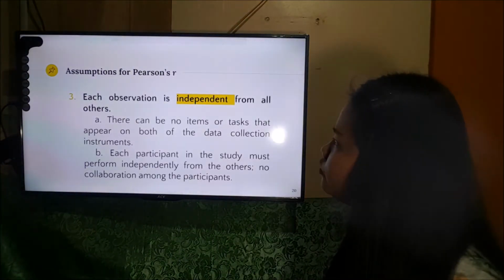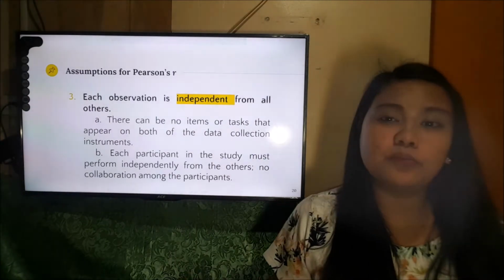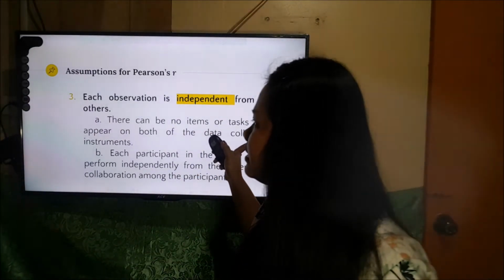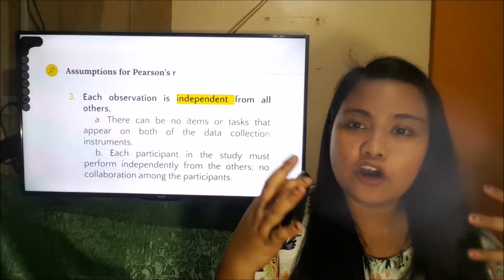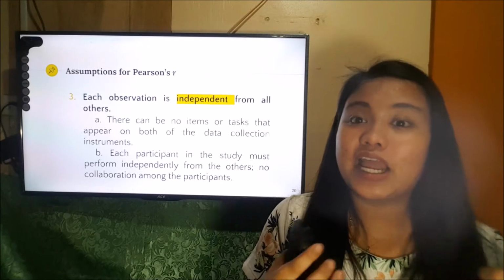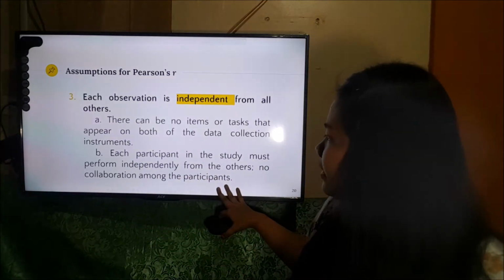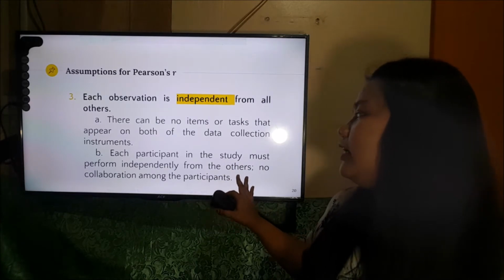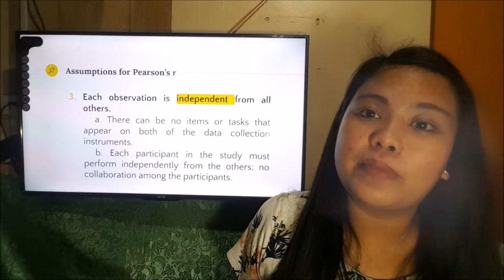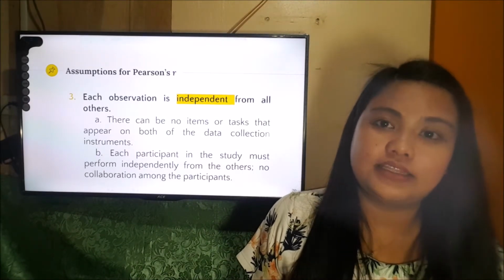The third assumption is that each observation is independent from all others. The first aspect of this assumption tells us that the collection of data in the independent and dependent variable must be entirely distinct from one another, okay? The second aspect tells us that there should be no collaboration among the participants. The researcher must ensure that the participants are working independently.